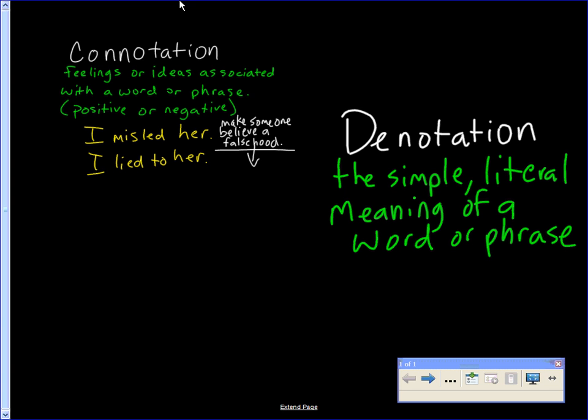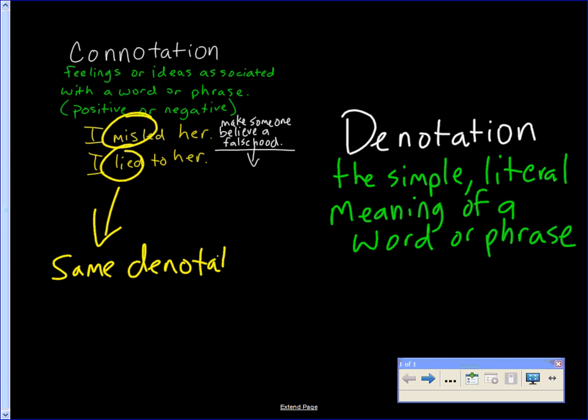Connotation is one level of meaning. Denotation is another level of meaning. Words, phrases often have multiple levels of meaning. We communicate in very complex ways. The denotation is very simply what the word or phrase means, literally. And Bryce has just found that misled and lied have the same denotation. They basically mean the same thing.